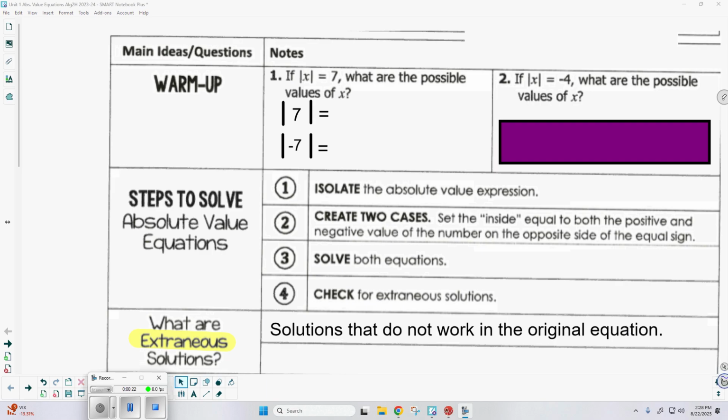Okay, so our next unit, we're going to go ahead and get into absolute value equations. All right, so warm up number one, it says, and this is absolute value. It's denoted by those two long bars.